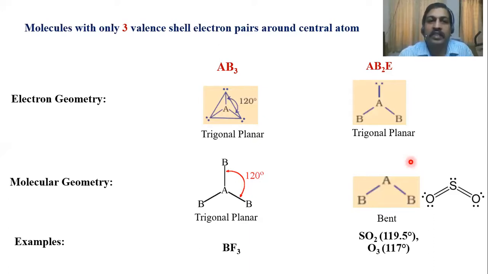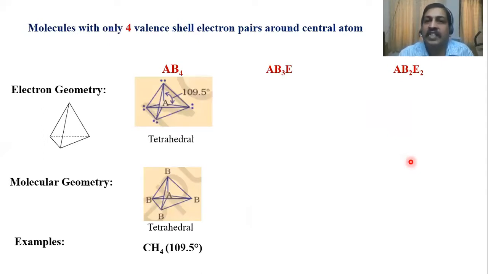So now let us look at molecules in which there are 4 valence shell electron pairs around the central atom. Now such molecules can be of the type AB4, AB3E or AB2E2 type. First let us consider AB4 type of molecule. The electron geometry is tetrahedral. The 4 electron pairs are directed towards the 4 corners of a regular tetrahedron. The central atom is at the center of the tetrahedron, and the angle between any 2 electron pairs is 109.5 degrees. So this is the electron geometry for AB4 type of molecule.